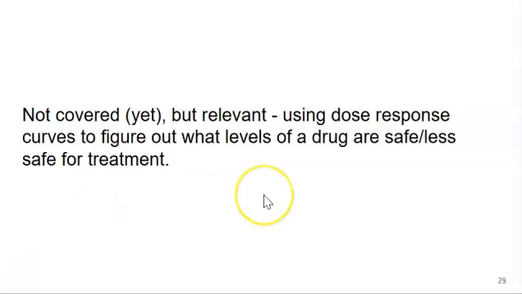All right, so this is related to something called therapeutic index and the margin of safety, which we will get to in a later part in our course, but we're not covering yet. But these dose response ideas are really important for that. So with that, I'm going to conclude this lesson.